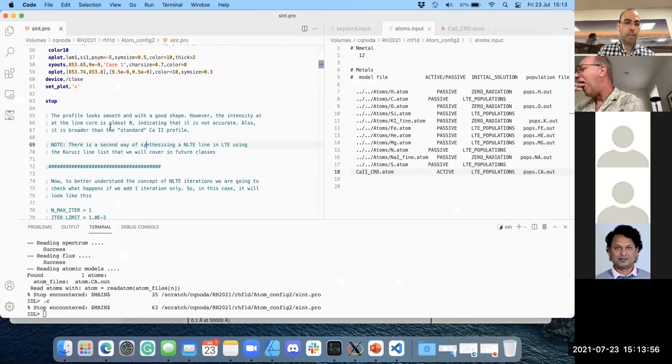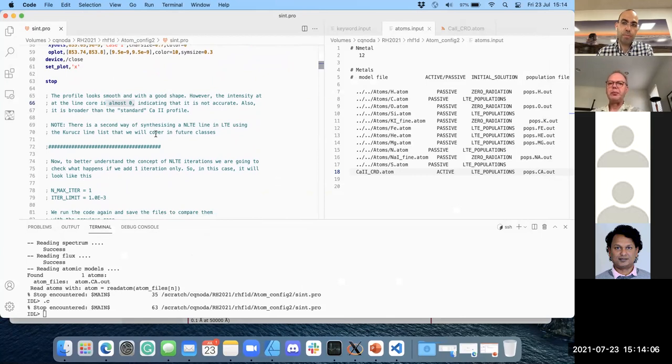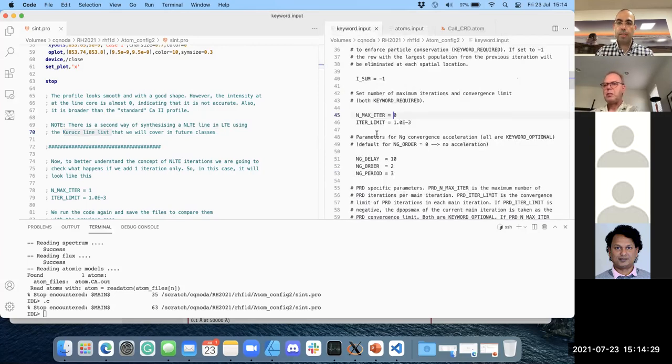So yeah, I wrote that the profile looked more or less okay. In the previous one, it said almost 0, but now I have to change this. Basically, the idea is that if you want to compute lines with RH in LTE, probably the best thing to do is to do it through the Kurux line list, and we will cover this in the future. So for now, assume that the orange profile that I have shown you is not the best thing that we can do if we are focused on LTE. Okay, but the important thing is that if we don't iterate, it means LTE for RH.